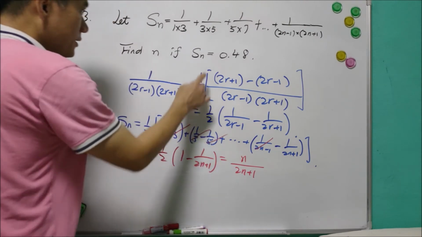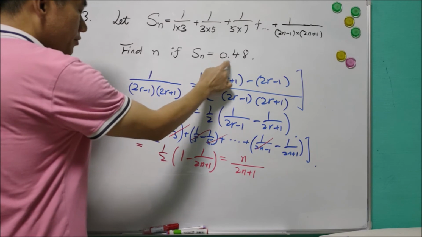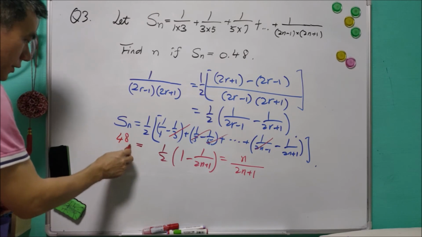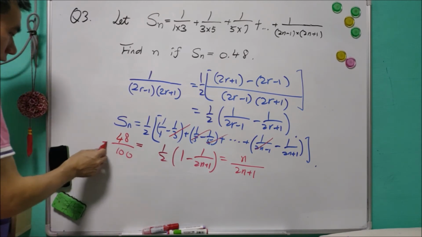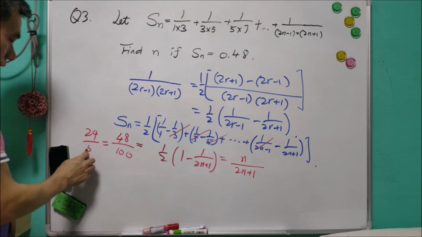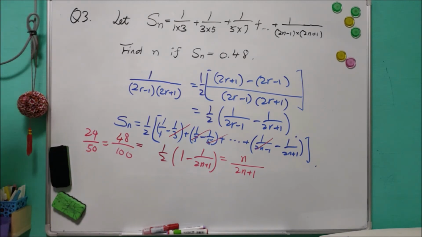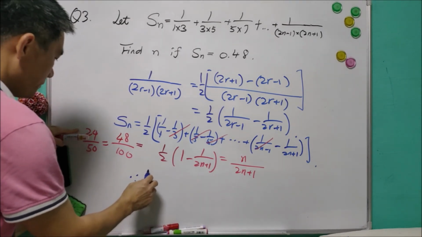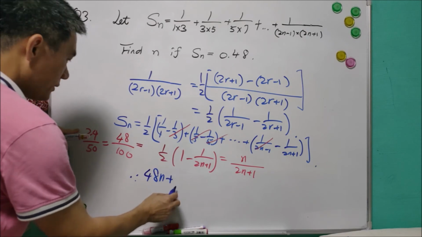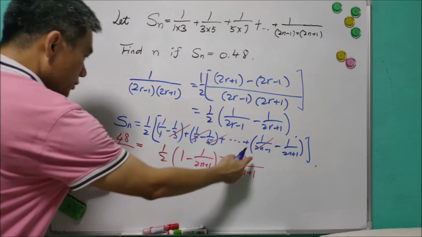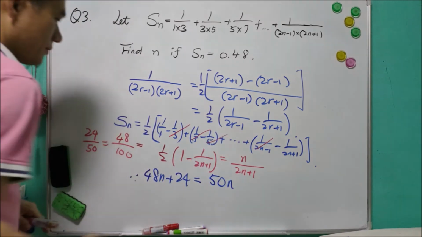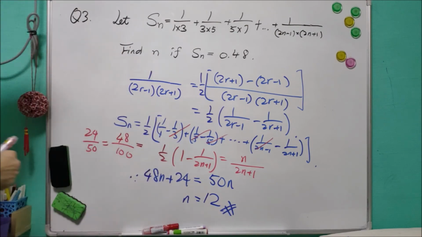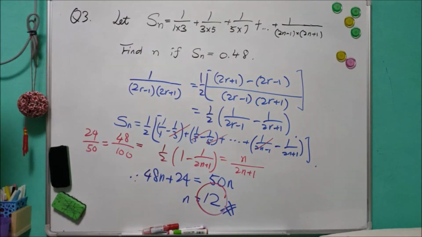And now, Sn is given by n over (2n plus 1). But it's given that Sn in this case is equal to 0.48. 0.48 is equal to 48 over 100, or we can write it as 24 over 50. So in this case, 48n plus 24 equals 50n. 2n equals 24, n is equal to 12. And therefore 12 is the answer for question 3.